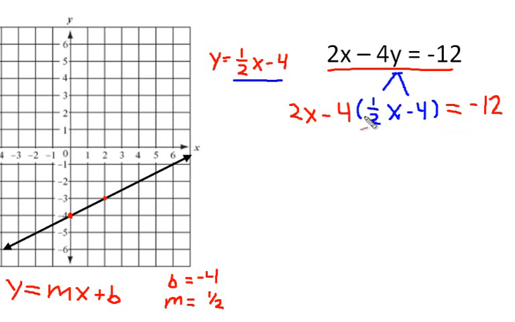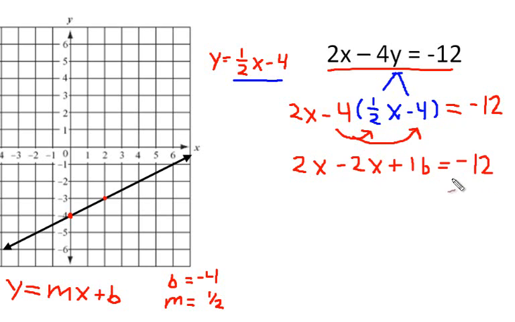Alright, next step from here is to distribute. So I'm going to distribute this -4 inside the parentheses. Okay, so over here in the front I still have this 2x. Now when I distribute -4 times 1/2 x, I'm going to get -2x. And -4 times -4 is going to give me +16. And this is still equal to -12. Alright, if you guys remember, the next step is to combine like terms. So look right here, I have 2x minus 2x. So these are actually going to cancel each other out. And I'm going to get left with 16 is equal to -12.